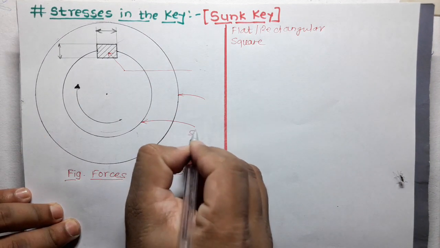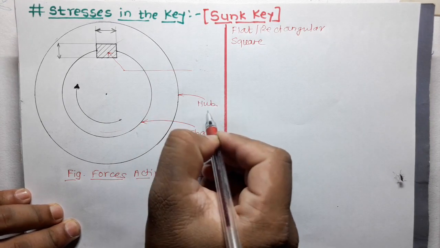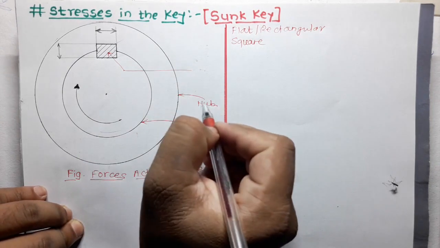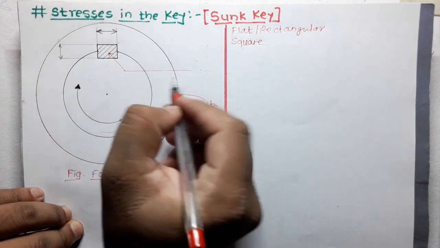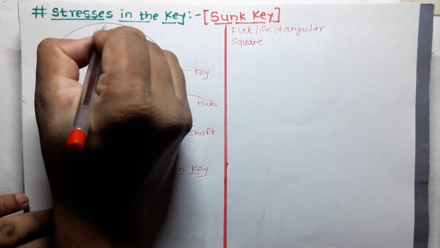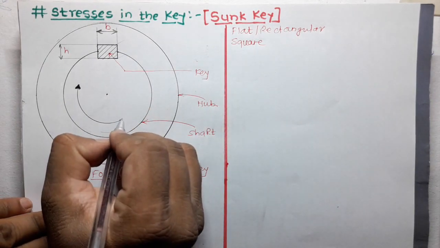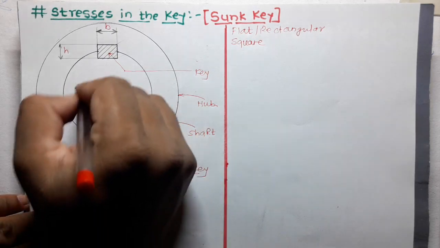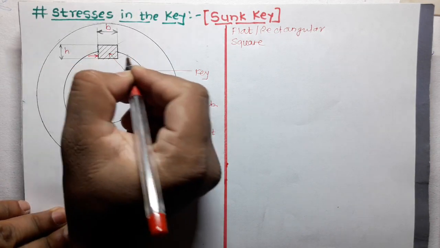Here we will write this is a shaft. This is a hub. As we know, the hub may be the hub of a pulley, flywheel or gear, or it may be the hub of a coupling. Then this is a key, and this is the width of the key, this is the height of the key. Let us assume that this shaft is rotating in clockwise direction. If the shaft is rotating in clockwise direction, then this force P will act on this face.